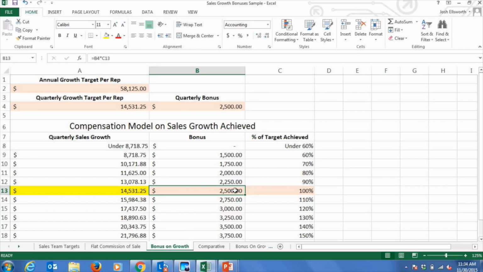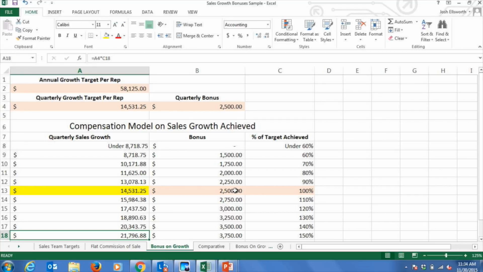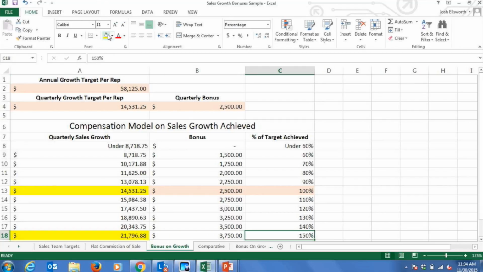It's $2,500. Now if they hit 150% of that growth number, down here where it's 21,796, we see they would get 150% of the bonus amount. So rather than having this sort of windfall commission where it's uncontrollable, they can only make a factor of the actual baseline bonus achieved.